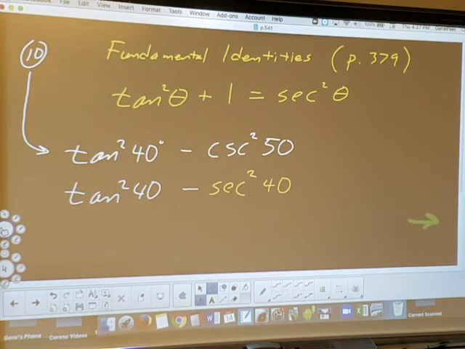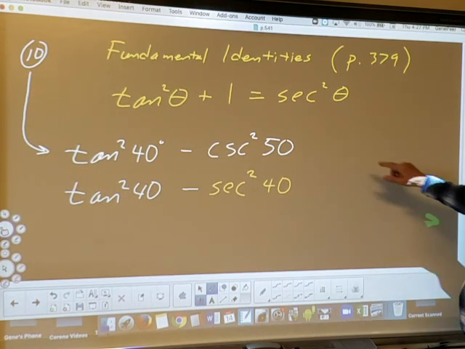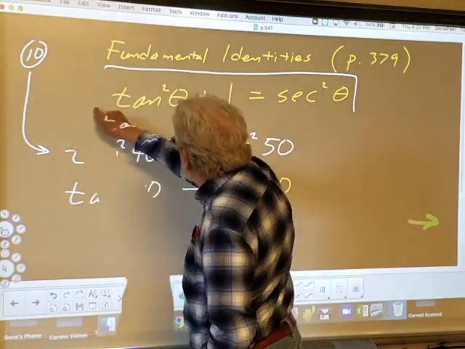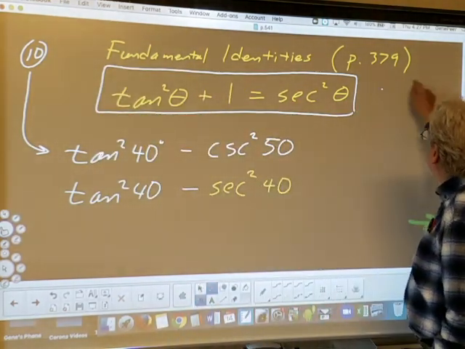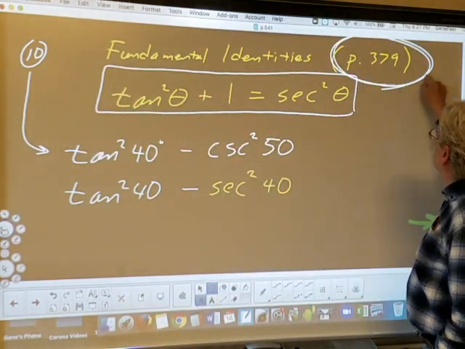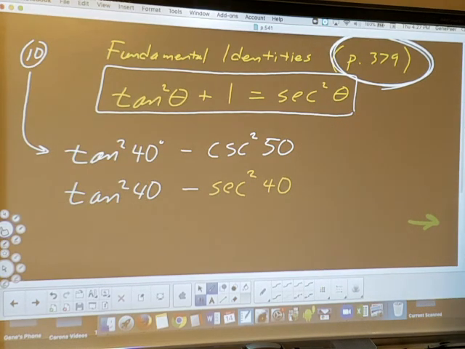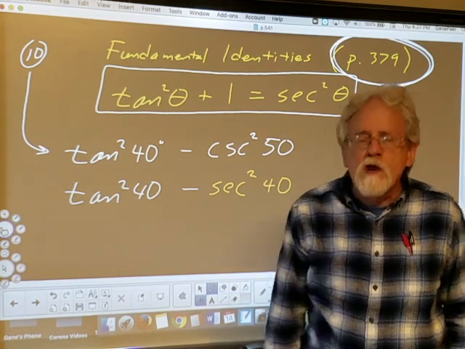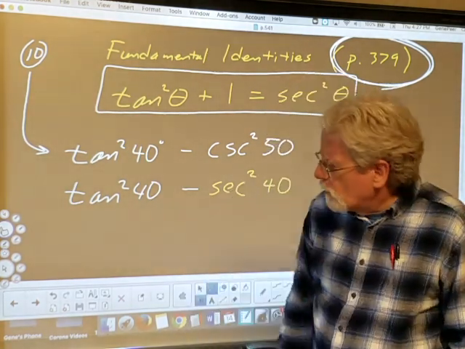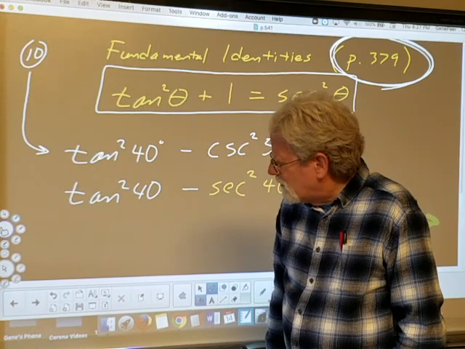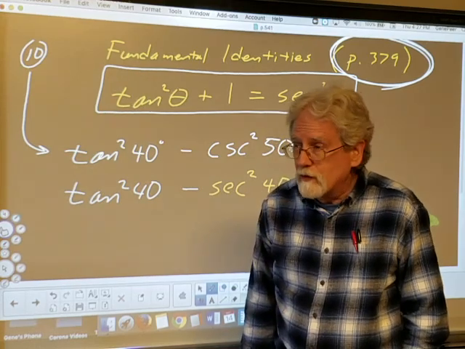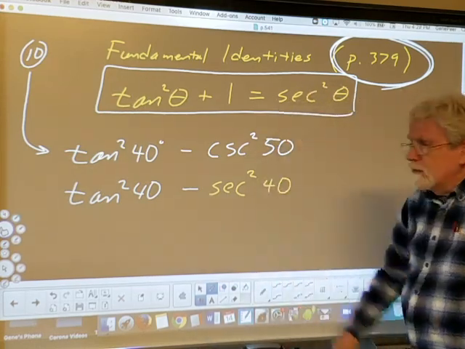Number 10. This leans on one of the fundamental identities. They are listed for you on page 379. You need to be aware of these fundamental identities or you might be in trouble. No, don't just be aware of them. Know them. There are what? There are 7 or 8. I don't recall now. And they're not hard to remember. You're expected to know this.